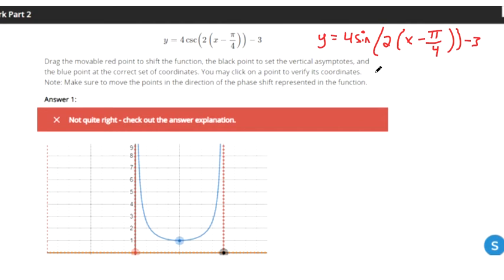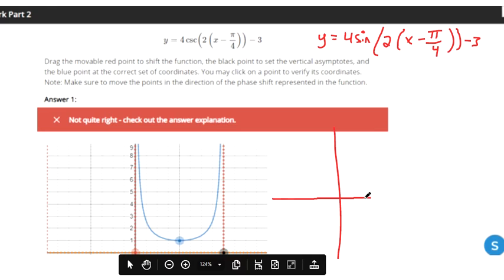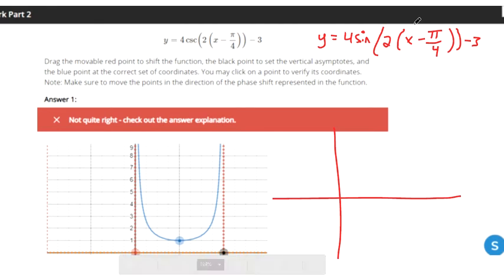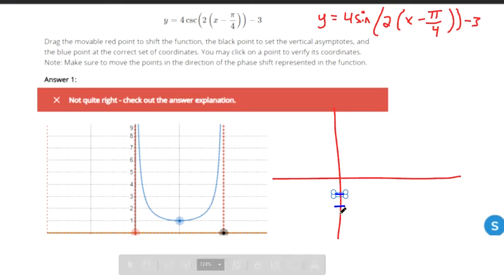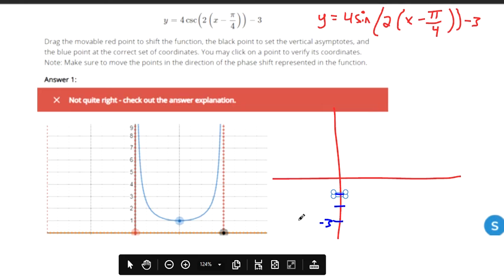So to graph this, let's start with the, what do we call that? The midline. Let's start with the midline. We're down to -3 on the y-axis, so this is going to be our midline.